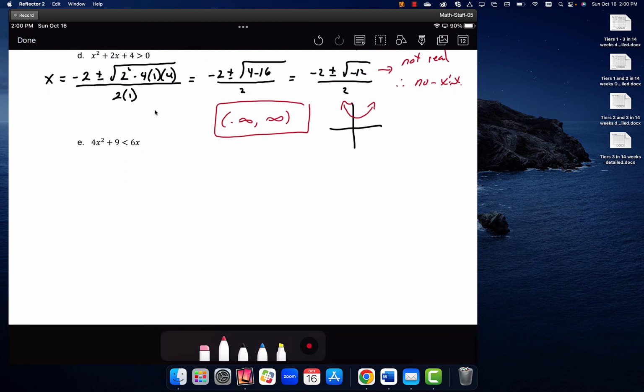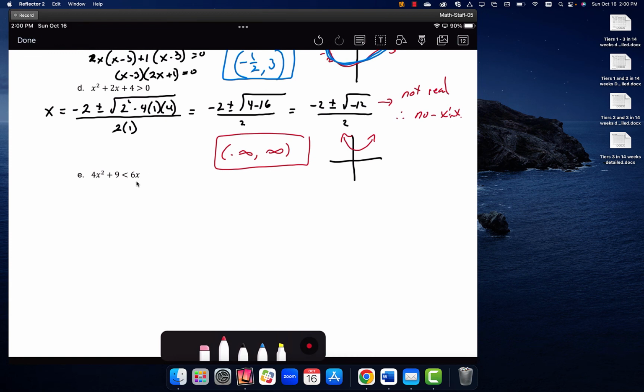In the last example, again, notice that we need to make the right side 0. So I'm going to subtract 6x from both sides. And now, since a is not 1, right, we have a 4 here, we need to use the AC method. AC is 36. What two numbers multiply to 36 and add to negative 6?